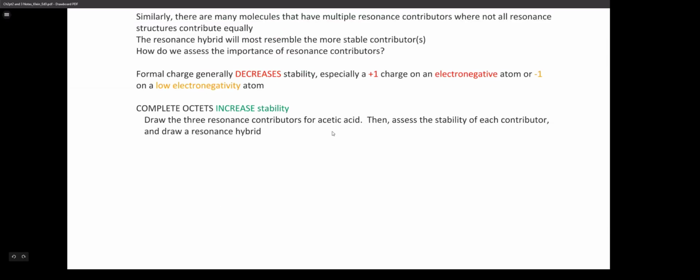So let's go ahead and draw 3 resonance contributors for acetic acid. So acetic acid is CH3COOH. This notation is common for a carboxylic acid, or CO2H. Okay, I'm going to draw it without bond lines. I'm going to do it the old-fashioned way here.